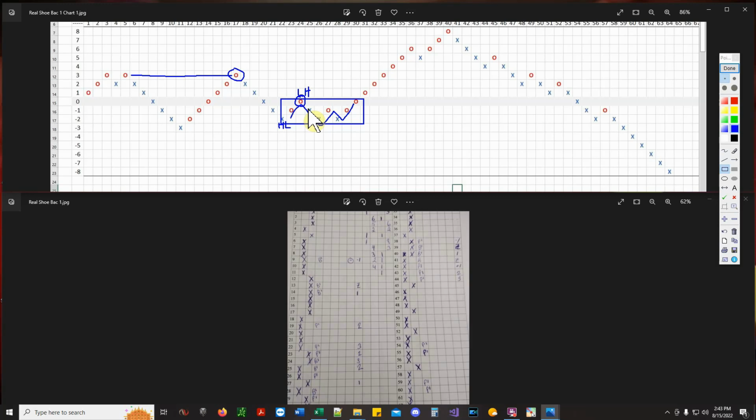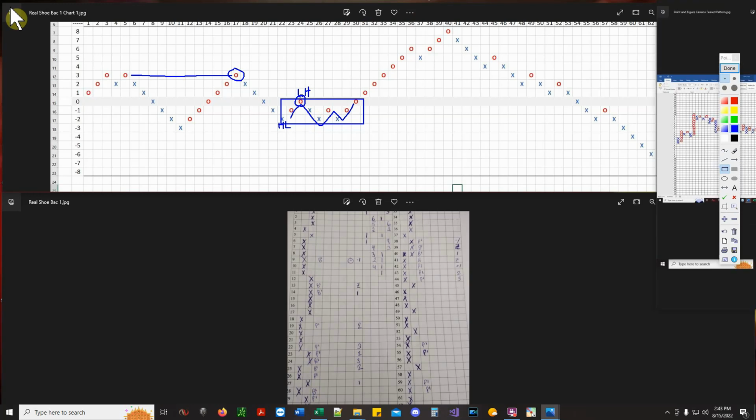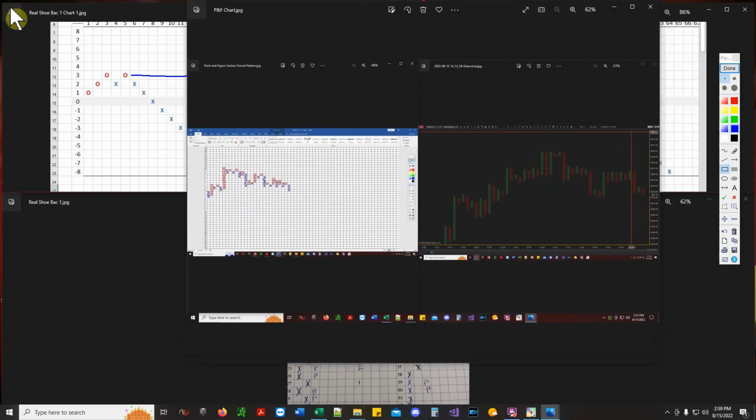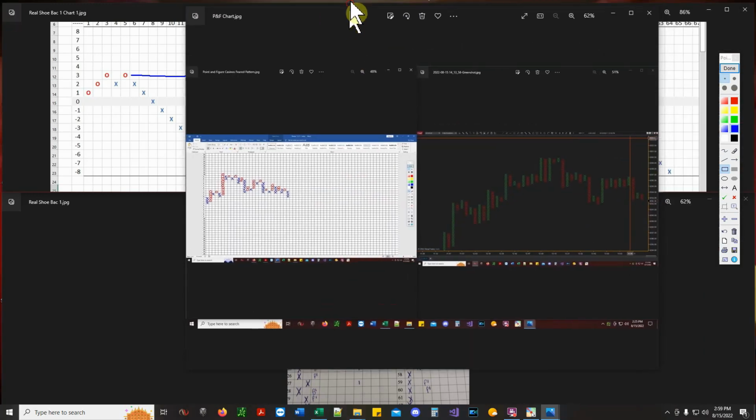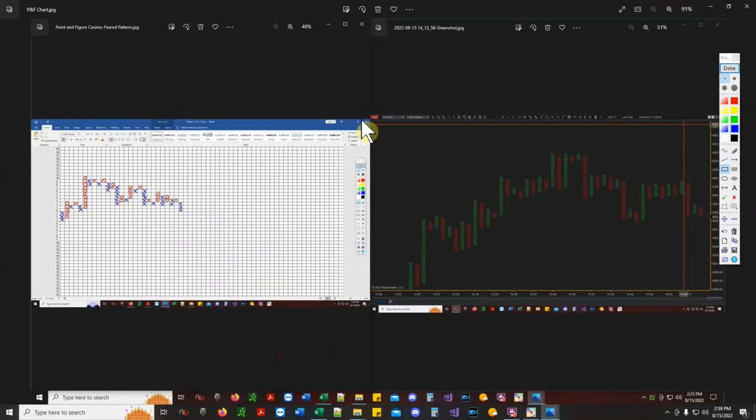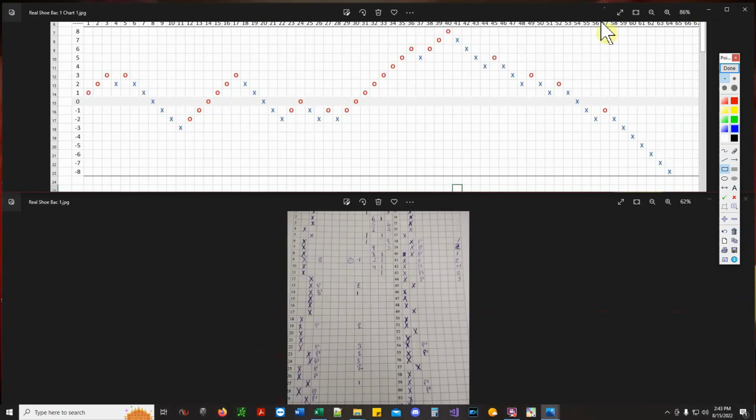You don't even have enough hands in Baccarat. Now, if we were doing something like 300, 400, 500 hands, you could play point and figure with this and some more stuff. Speaking of point and figure, I'll come back to that chart in a minute. Here is a point and figure. Let's see this for a second.